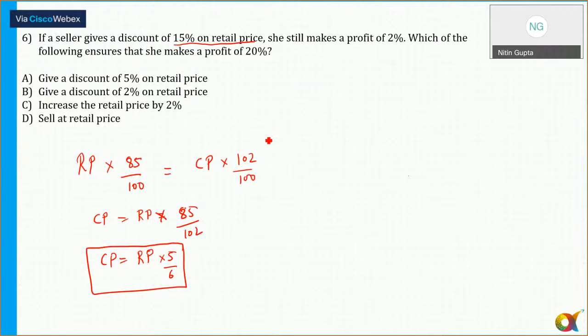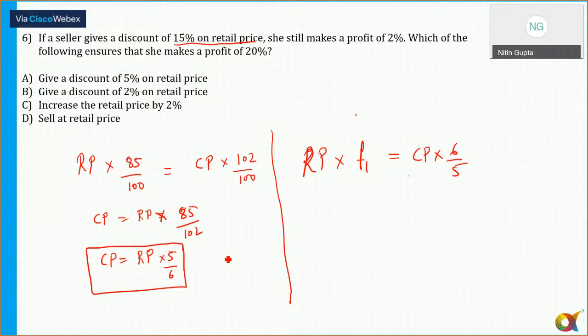Which of the following ensures that C makes a profit of 20%? So overall, C needs 20%. Let's say the retail price is RP, into a multiplying factor because of some discount. I'll write that multiplying factor as F1. But still there is a profit of 20%, so it means CP into 120 by 100, that is equal to 6 by 5.